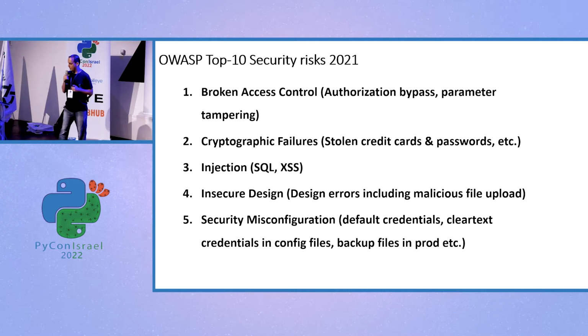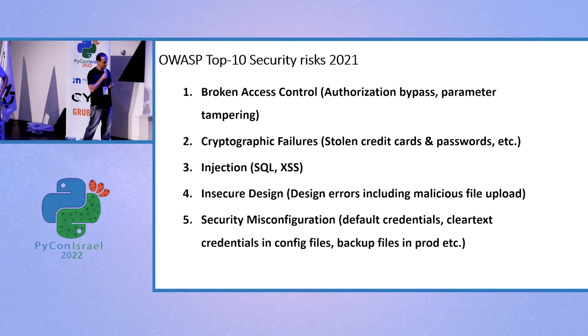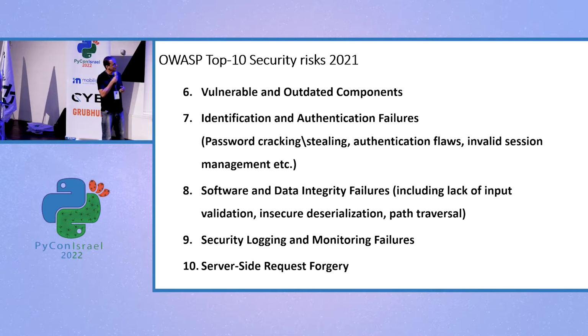Insecure design, including malicious file upload. This is at number 4. Security misconfiguration, default credentials, for example, or clear text credentials in configuration files. This is at number 5. Number 6, vulnerable and outdated components, libraries in Python or your web server or even your reverse proxy. Identification and authentication failures, these are vulnerabilities that enable me to bypass the authentication mechanism, such as password cracking.